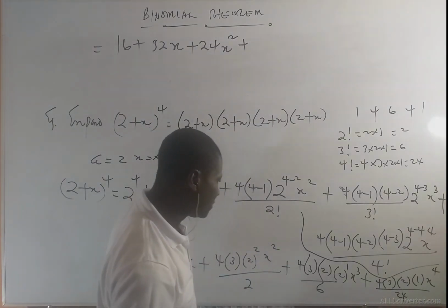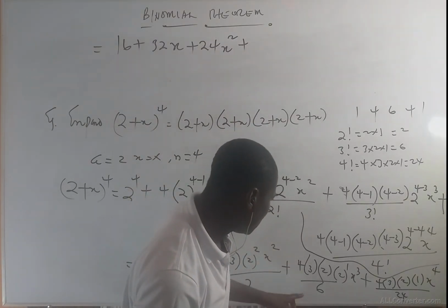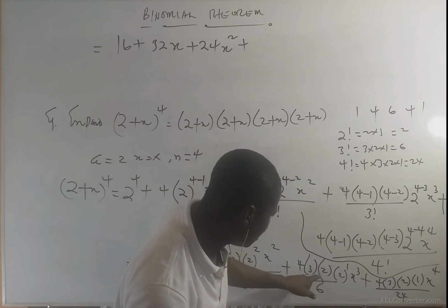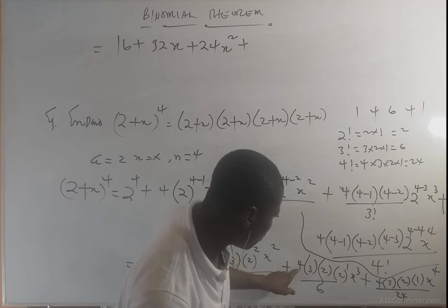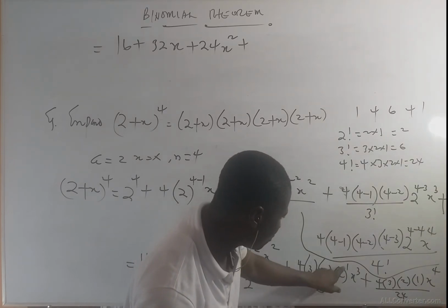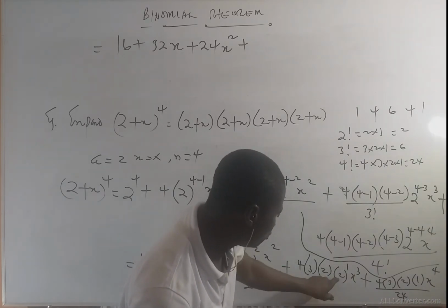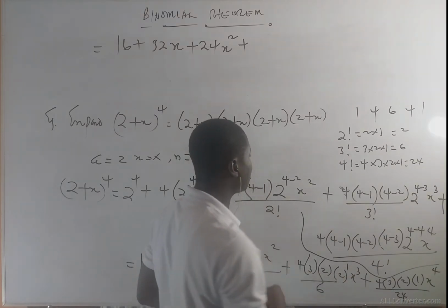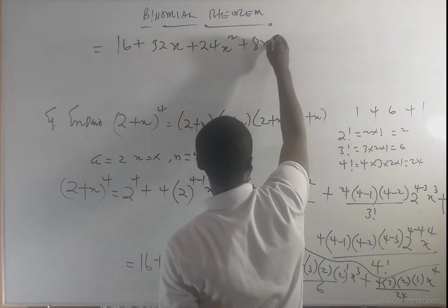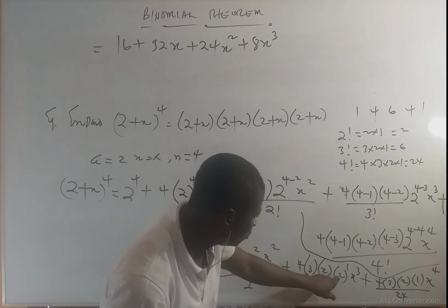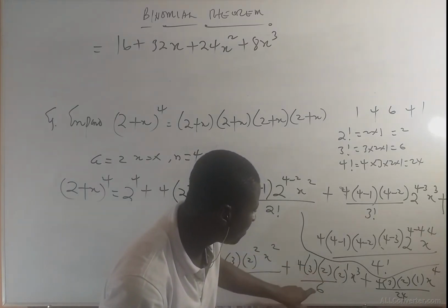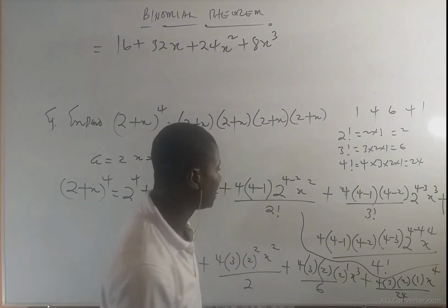Then our next one will be, don't forget that 3 times 2 here will give us 6. So if it's 6 over 6, the 6 is gone. Then we are left with 4 times 2, because 2 raised to the power 1 is 2. And 4 times 2 will give us 8. So we have 8x cubed. Or when you multiply 4 by 3 times 2 times 2, and you divide by 6, you will still get the same 8. You can try that and see.